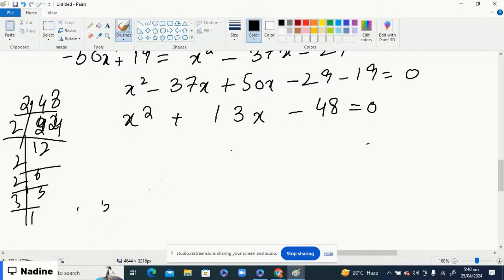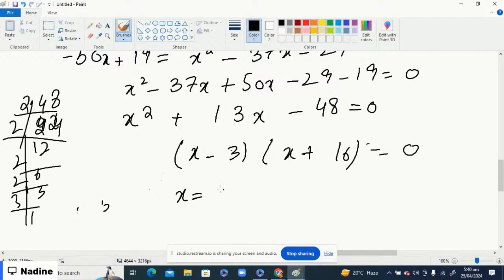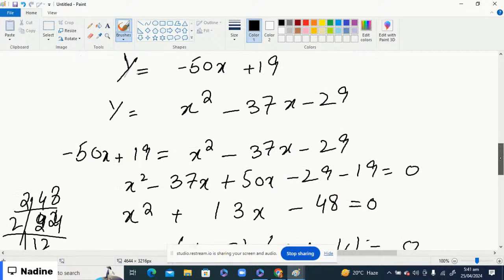If this is the thing, then we just make the factors. So here are the two factors by using factorization. What is the value of x? This is 3, and the other value of x is minus 16. Now we put the value 3 and the value minus 16 in the first equation.